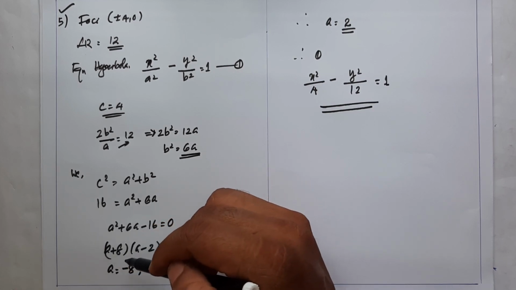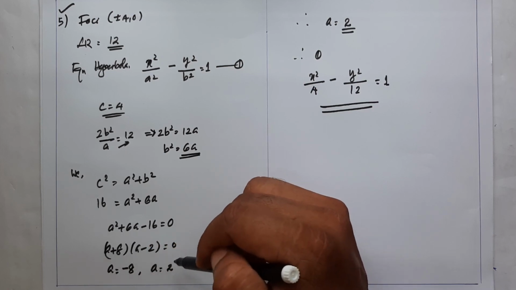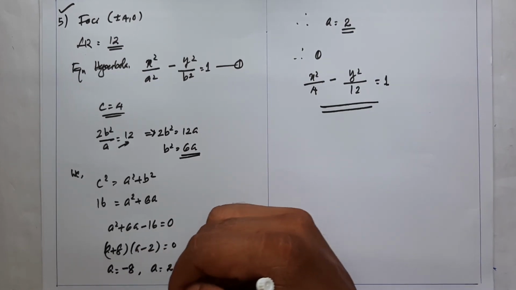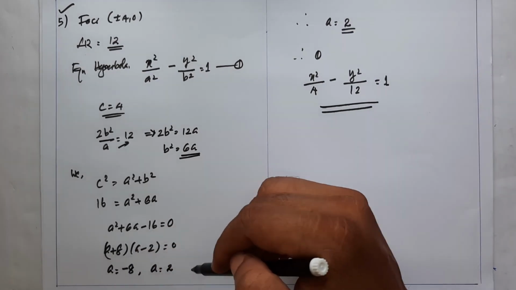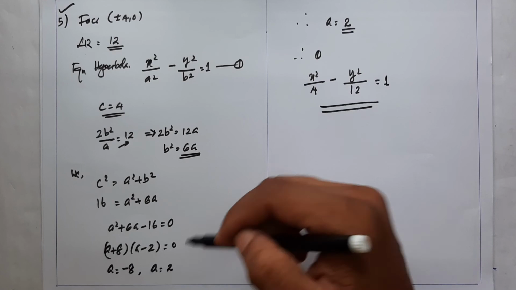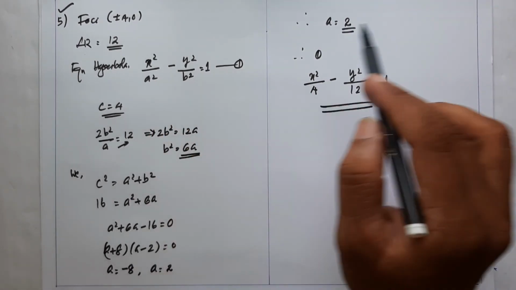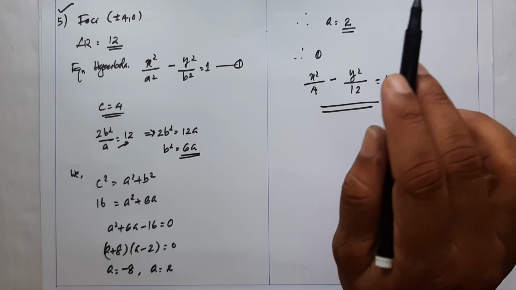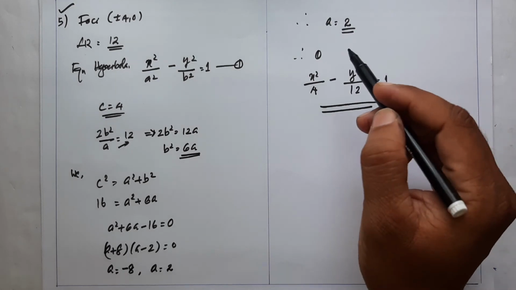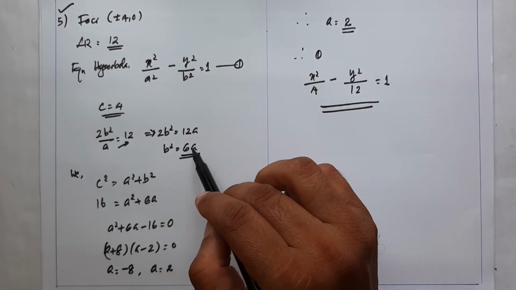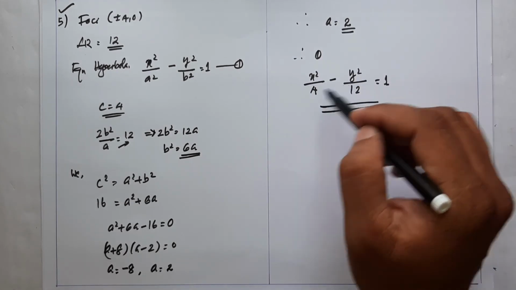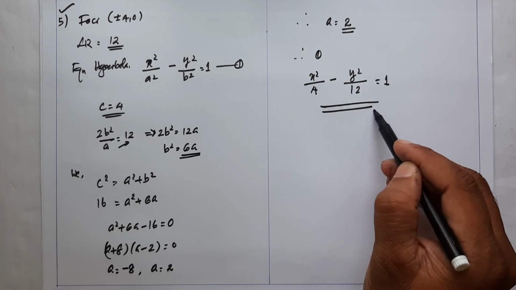Then using the factorization method, we get (a plus 8) into (a minus 2) equal to 0. By the zero product property, the first factor equals 0 or the second factor equals 0, and therefore a equals minus 8 and a equals 2. But a cannot be a negative value, so we consider only a is 2, because a is a distance from the center to a vertex, so it's clearly a positive value. Therefore b square is 6 into 2, that is 12, and the equation is x square by 2 square, that is 4, minus y square by 12 is equal to 1. That's all.